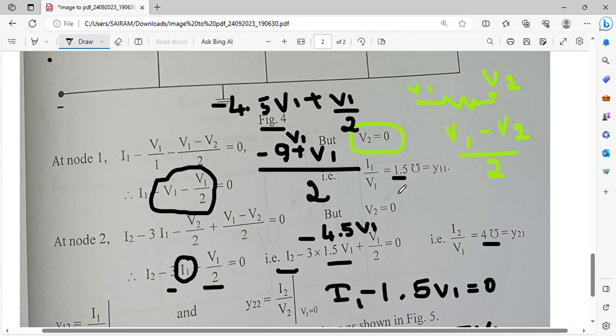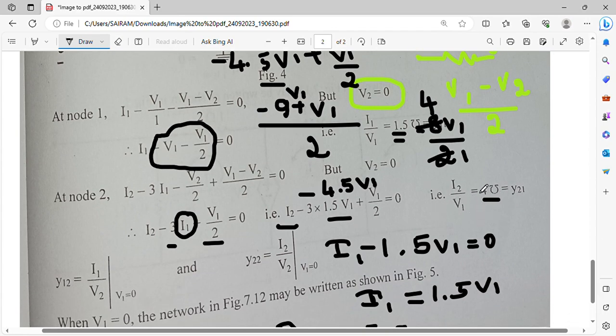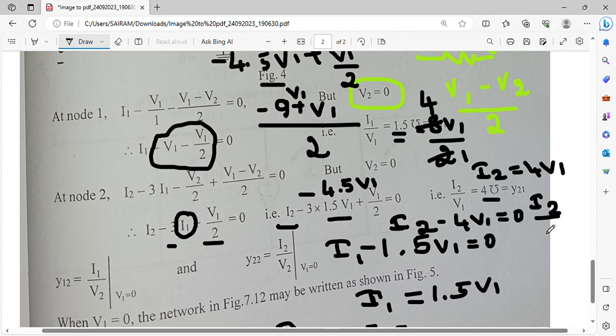So now you get it as nothing but minus 8 V1 by 2. So what is 8 by 2? This is 4, right? So that one we have written over here, that is 4. So now you get I2 minus 4 V1 equal to 0, or I can say that my I2 is equal to 4V1, or my I2 by V1 is equal to 4. That is this one, Y21, right?